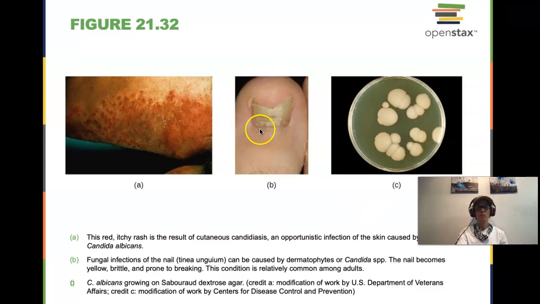Nail infections are extremely difficult to treat because the fungus gets not only in the nail bed, which is connected to the nail, so it's difficult to get medication to it, but also in the nail itself, which is hardened keratin. It's very difficult for medications to penetrate.